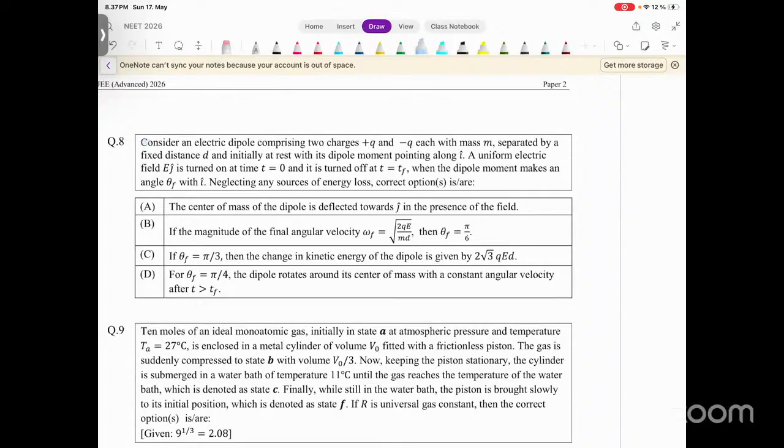Next question. Consider an electric dipole comprising two equal charges, plus Q and minus Q, with a mass m, separated by a fixed distance d and initially at rest with a dipole moment pointing along i cap. A uniform electric field is turned on at time t equals 0 and turned off at t equals T, when the dipole moment makes an angle theta final with the initial i cap, neglecting any source of energy loss. The correct options are: the center of mass of the dipole is deflected along j cap in the presence of the field. If the magnitude of the final angular velocity is given, we need to check theta, the change in kinetic energy, and theta with angular velocity. Okay, let us try to check with this one.